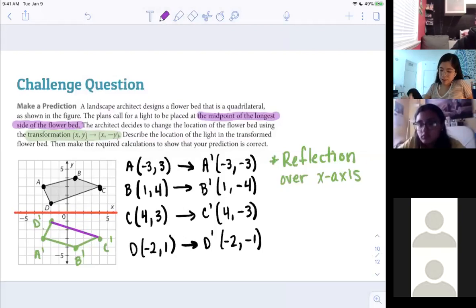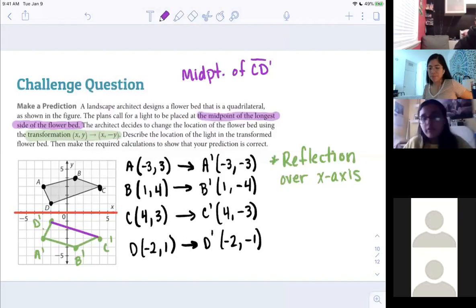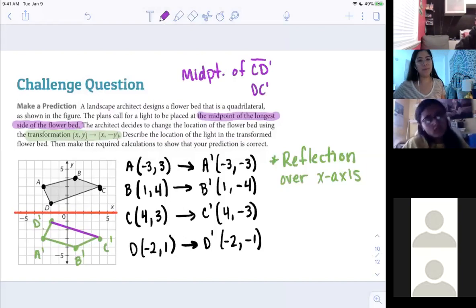So I need to know where the midpoint of C prime, D prime is. Or actually, the way you said it was even better, CD prime. We read from left to right, right? In this case, it doesn't really matter which way you read it because it's just a line and you can read it from either direction. So this could be CD prime or DC prime. It's the same thing.